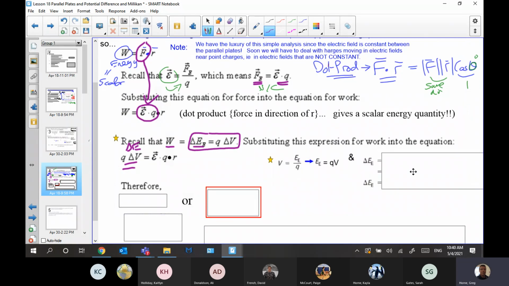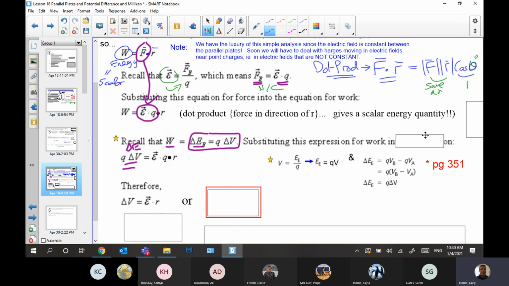So we can work towards this. This is that, by the way. The actual potential difference between two spots is the potential at the two spots subtracted. Like that's what we've done before. It's just a reminder of what we've done.